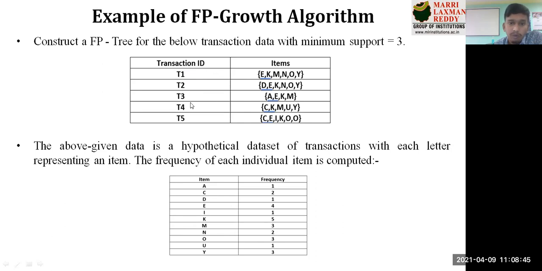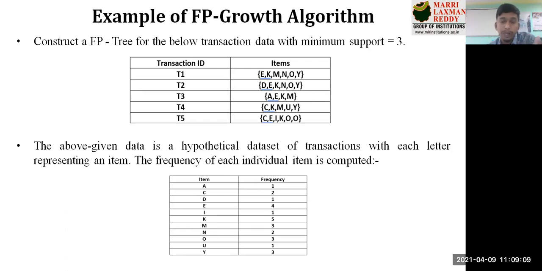Here you can see 5 transactions, and the item sets, that is, what items a person has purchased in each transaction. In the first transaction, you can see E K M N O I. We call this the monkey problem because those alphabets can be combined to make the word monkey. That's the basic way we understand it.